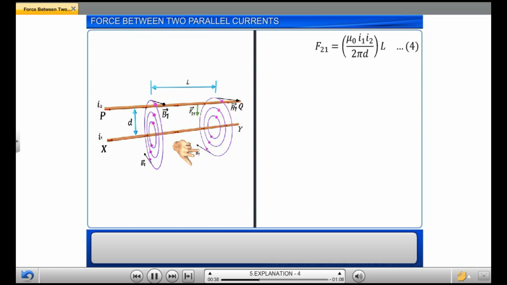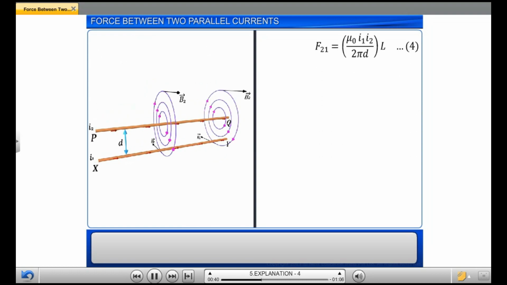As discussed earlier, the current-carrying conductor XY experiences the same force due to the magnetic field produced by the current I2 in the conductor PQ. This is in line with Newton's third law. The magnitude of the magnetic induction due to the current-carrying conductor PQ is B2 equals mu naught I2 by 2 pi d. Let this be equation 5.